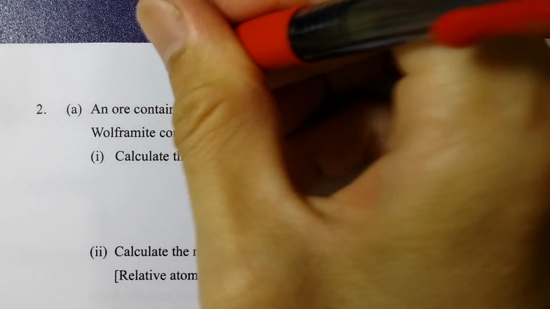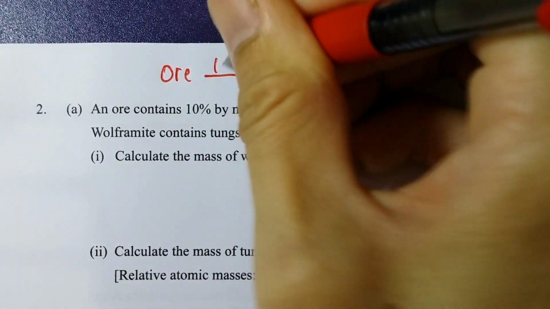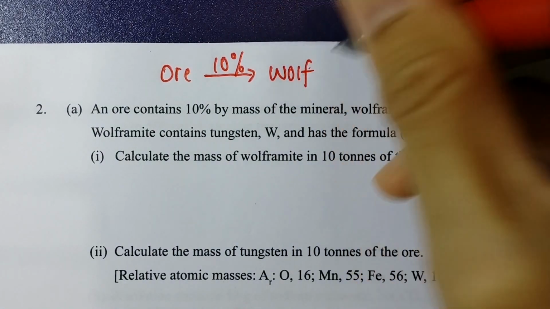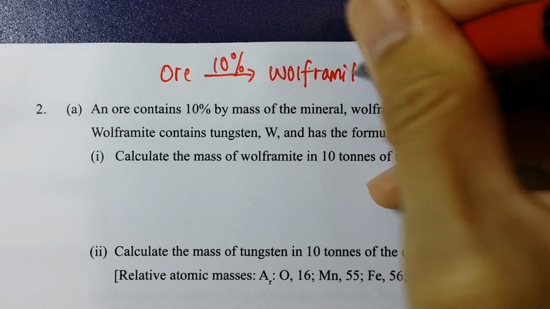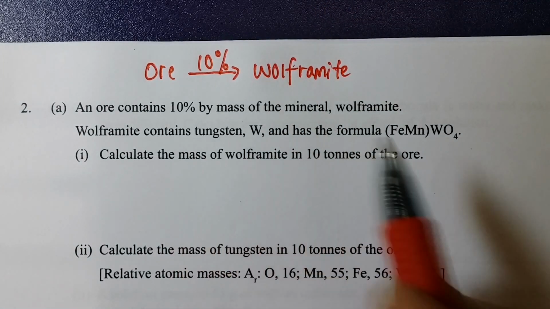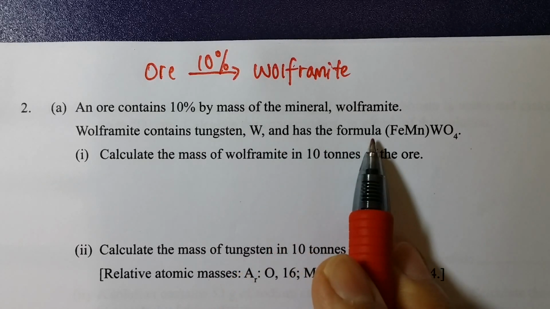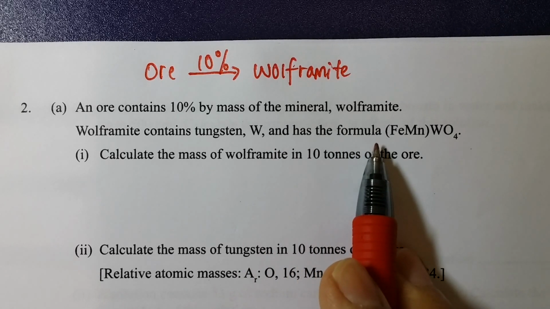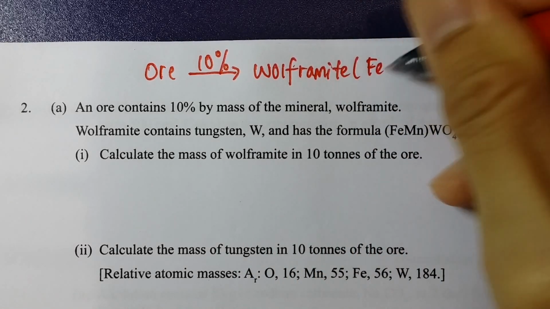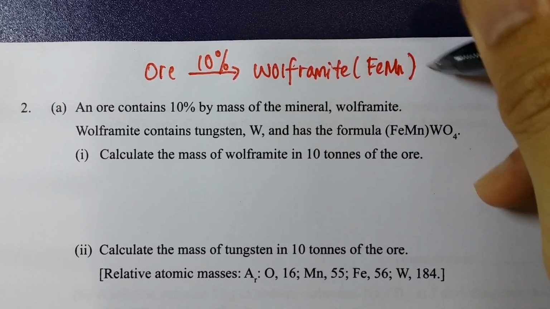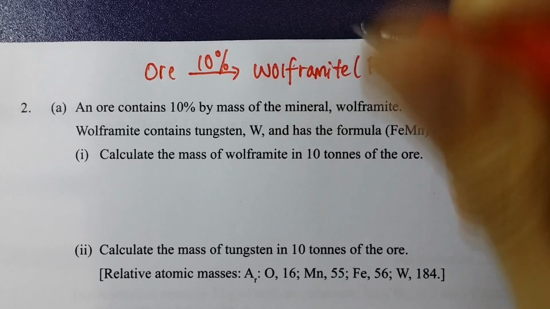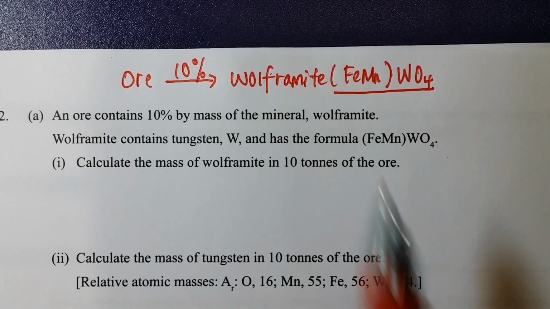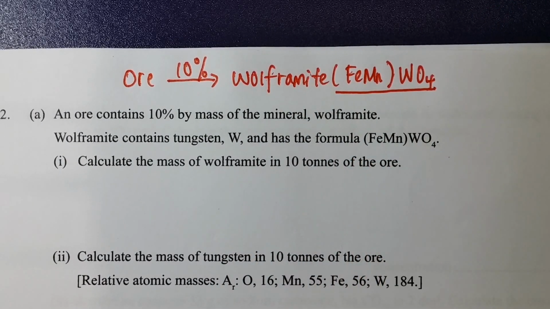So you have something ore, and 10% of this ore is made up of this mineral called wolframite. And wolframite contains tungsten and has the formula. So this is actually the formula for wolframite. So this wolframite, the formula is this. So this is the formula for wolframite. And of course, this wolframite inside there is tungsten, which is W.